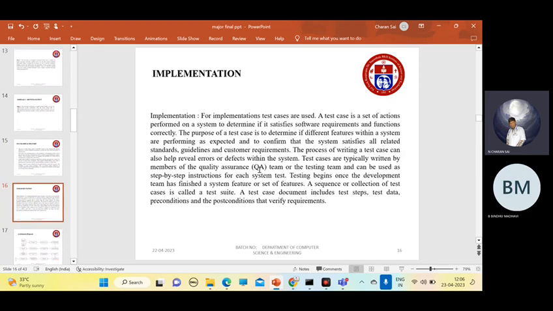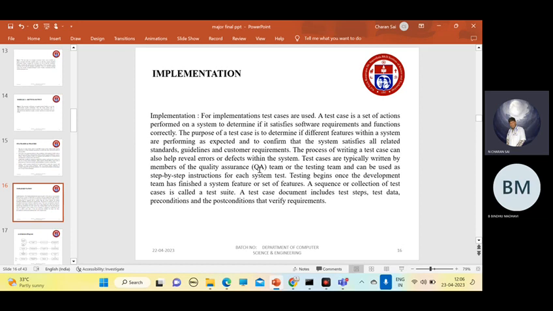This is our implementation. For implementation, test cases are used. A test case is a set of actions performed on a system to determine if it satisfies software requirements and functions correctly. The purpose of a test case is to determine if different features within a system are performing as expected and to confirm that the system satisfies all related standards.